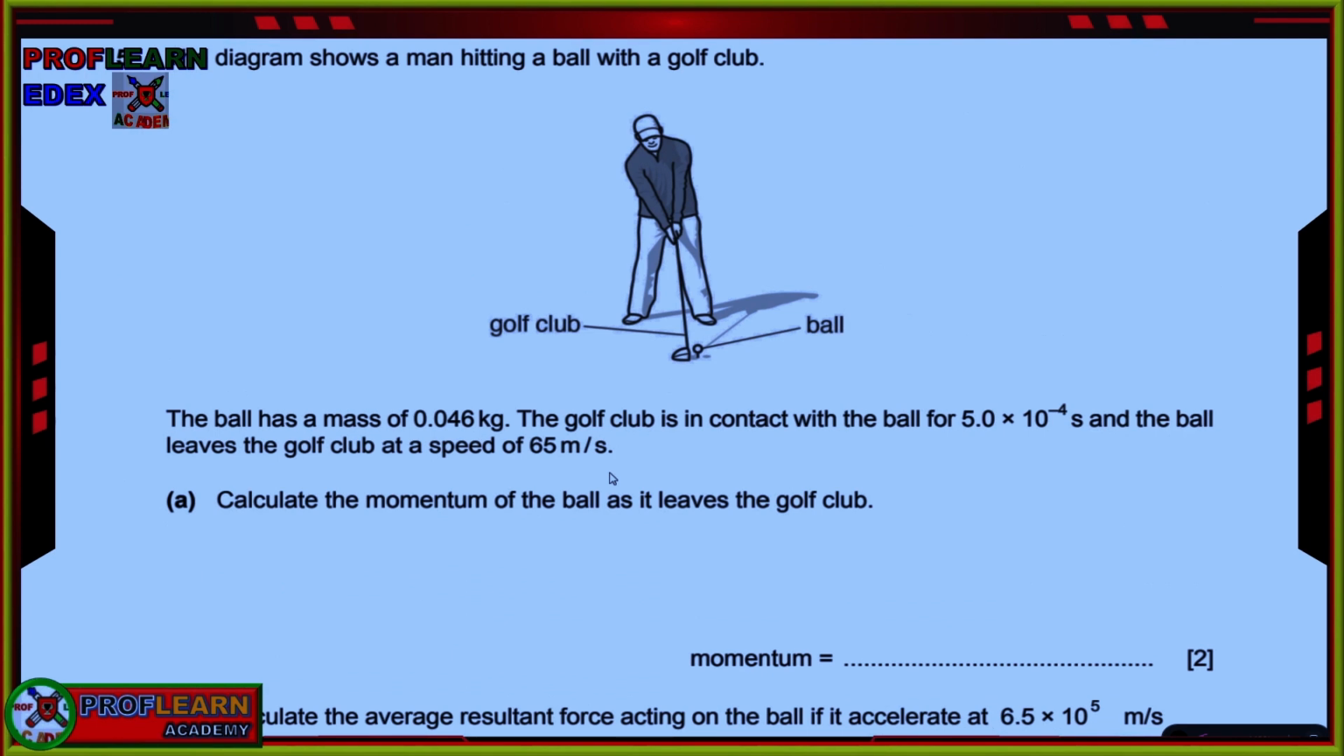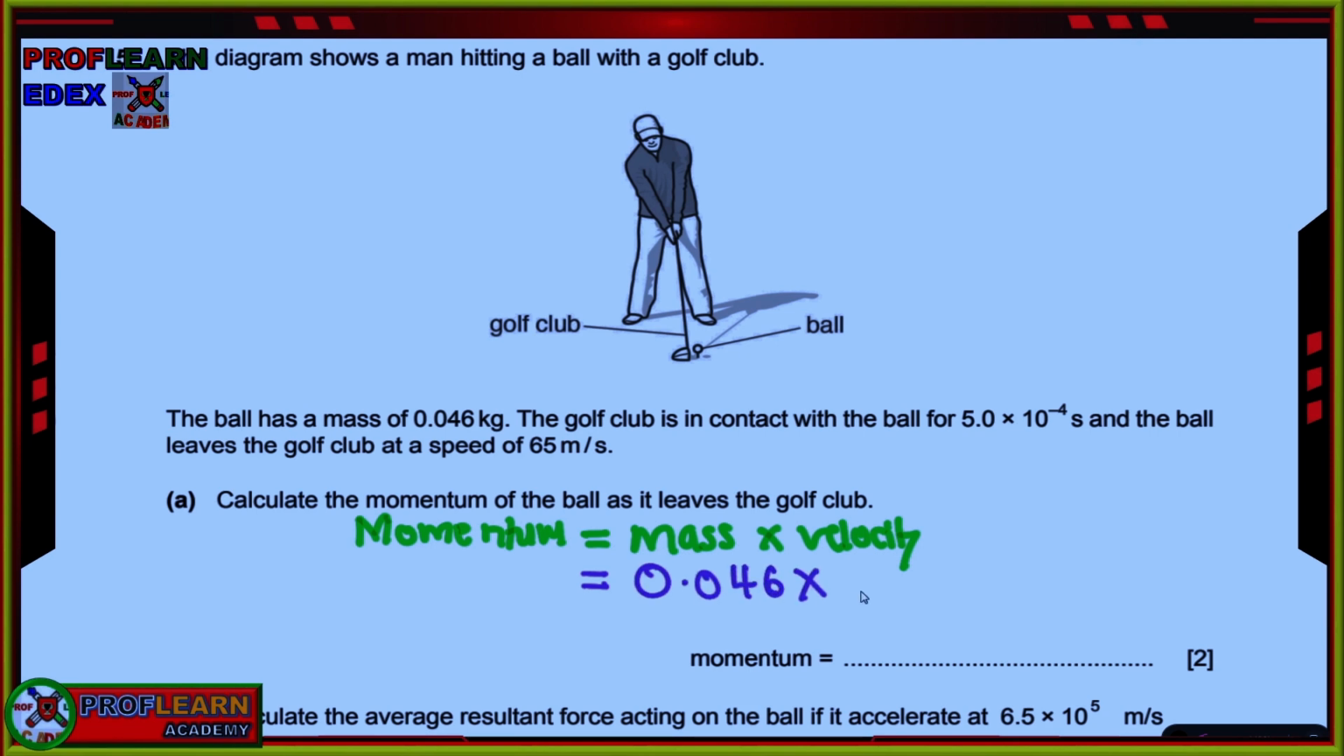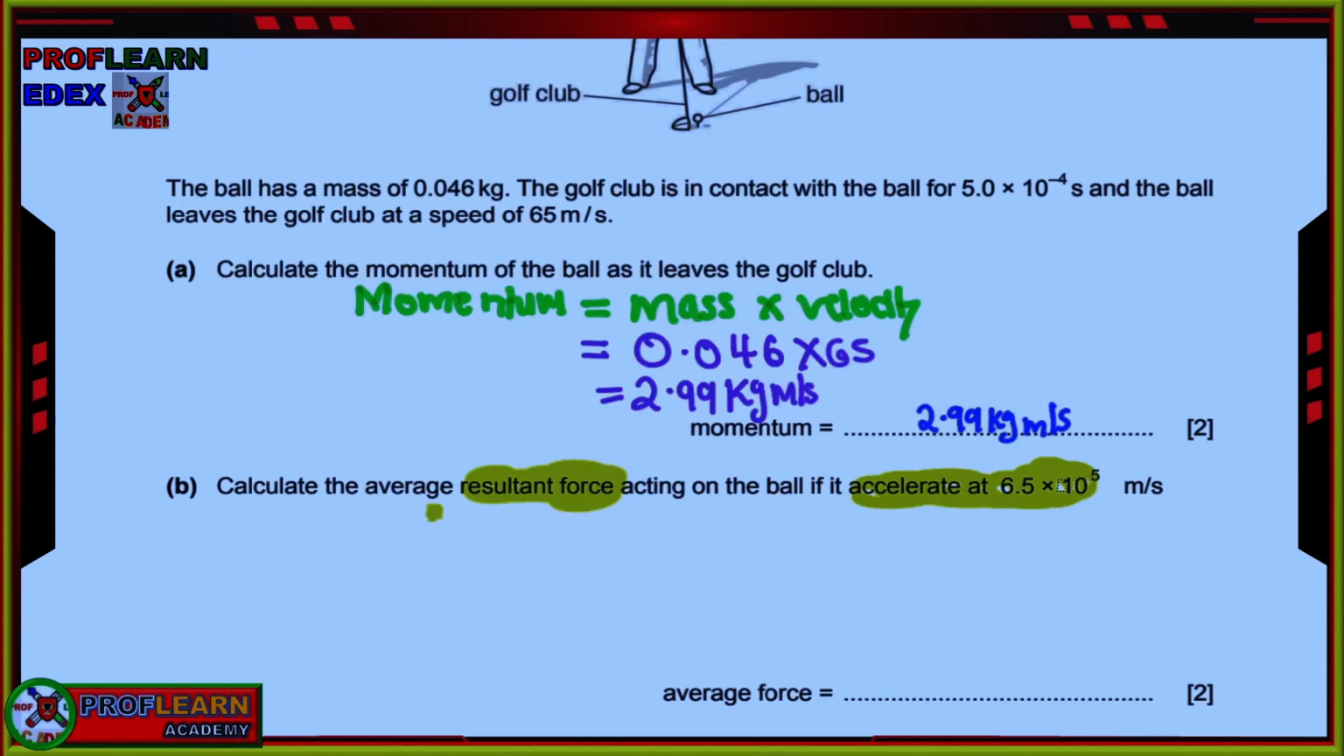So we know that momentum is mass times velocity. The mass of the ball we are provided, and the velocity at which it leaves we are given. So we can substitute here, and if we work it out, we are going to get 2.99 kg meters per second. So this is the momentum as the ball leaves the golf club.